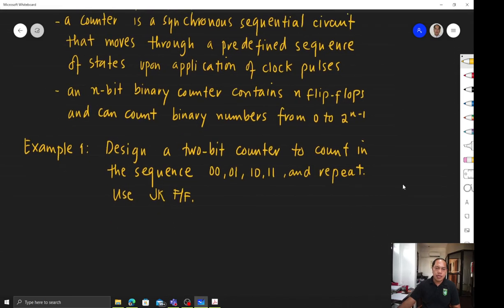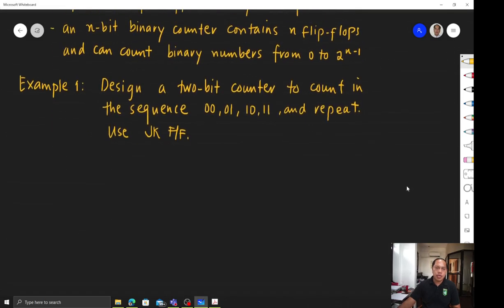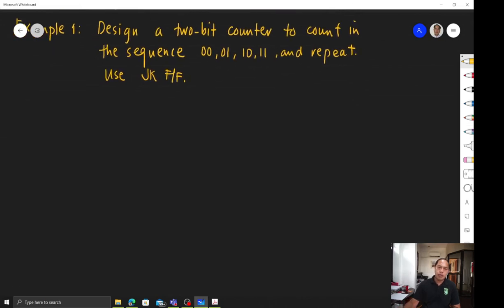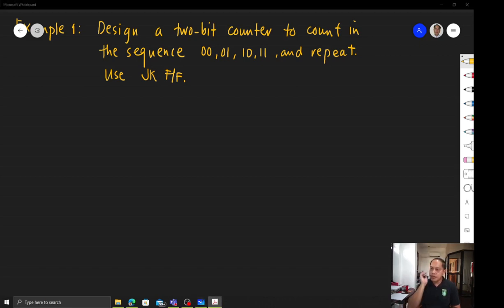So let us design a 2-bit counter to count in the sequence 00, 01, 10, 11 and repeat using JK flip-flop. So first let us draw the state diagram for this counter.